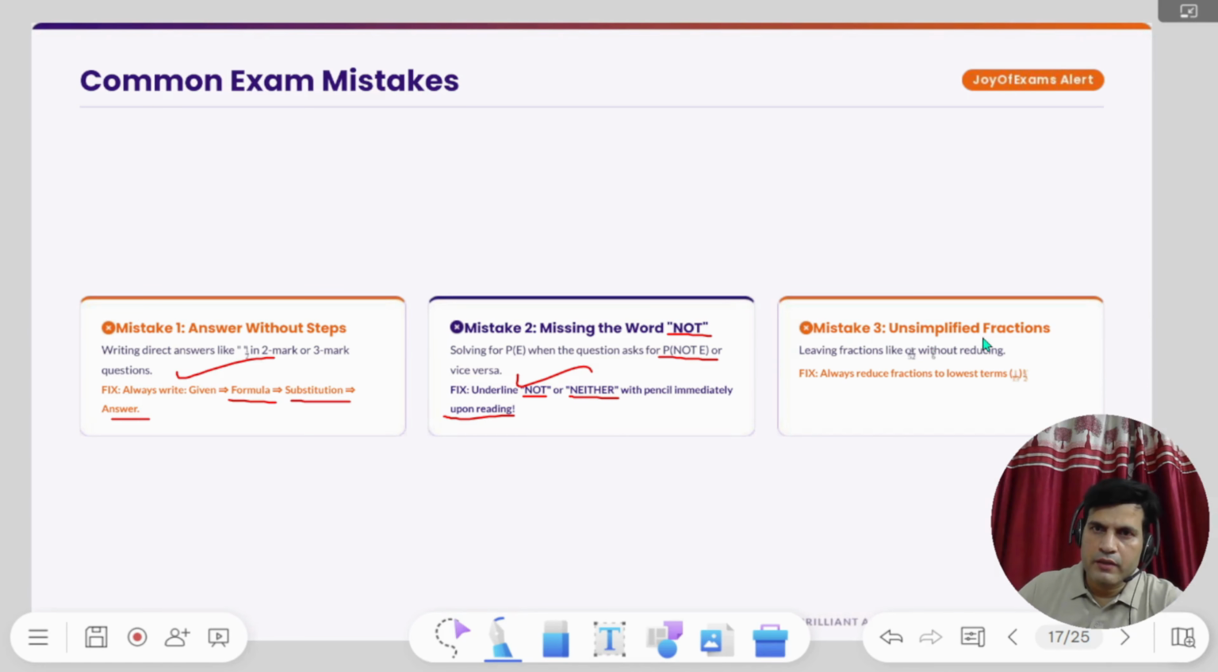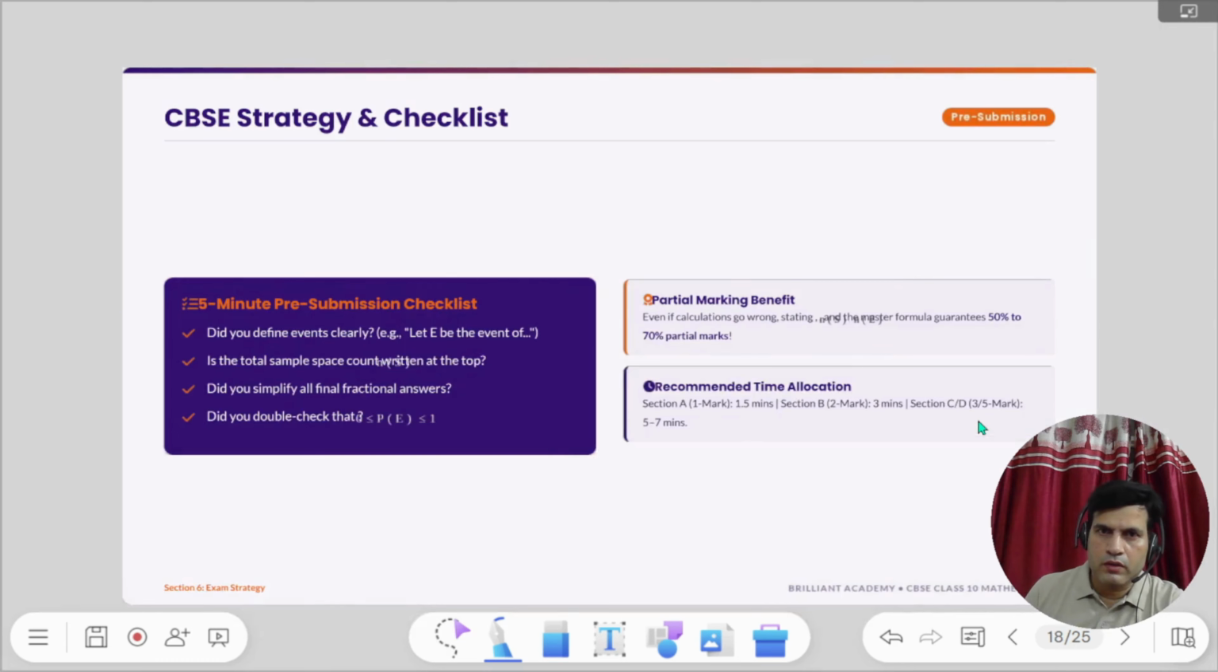Mistake 3: unsimplified fractions. Leaving a fraction without reducing. So the fix is always reduce the fraction to the lowest terms. Okay, otherwise it will be wrong.